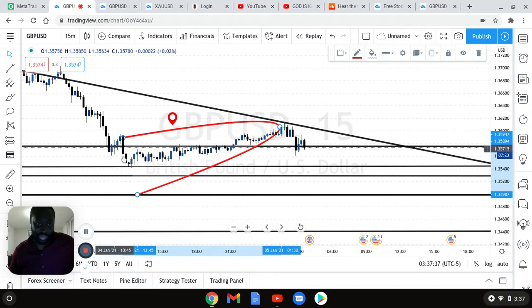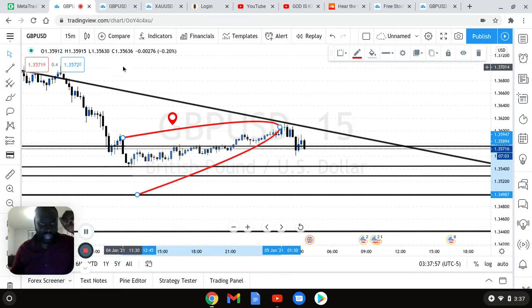This is very important. It's called price consolidation. So what is price consolidation? This is part of Forex, it's part of trading. This is when the bulls and the bears, the bulls are the buyers and the bears are the sellers, can't make their decision.